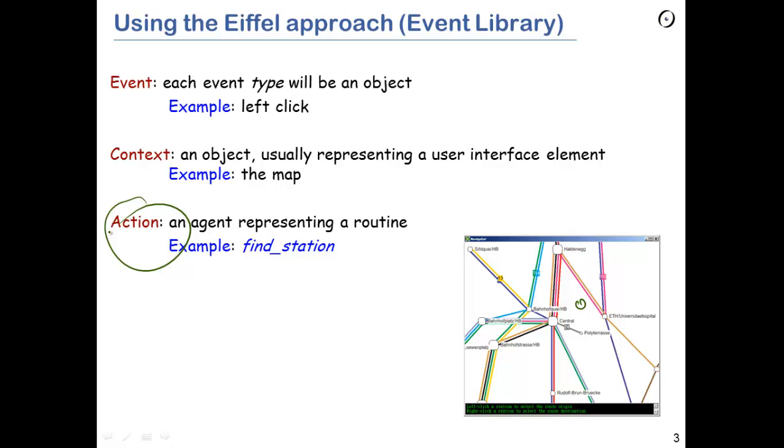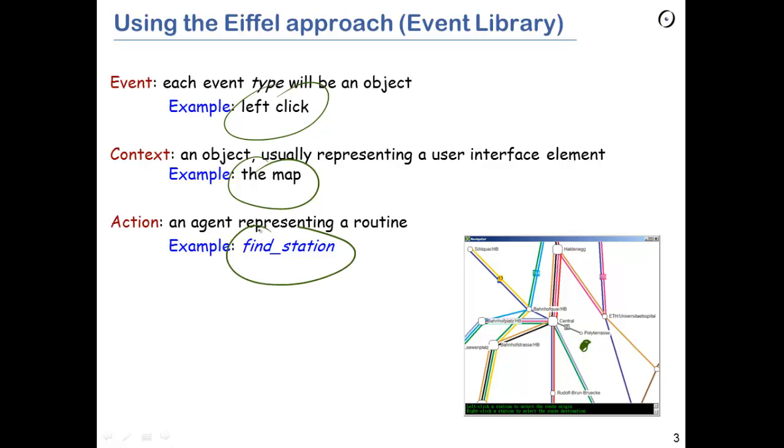For example, in our running example, we might want that every time the user clicks on the map, so click is an event of the event type left click, the map is the context. Every time such an event occurs in the context, we might want to specify that the routine find station from our model, from our domain model or business model in the MVC sense, be executed. Each time the user left clicks, event type, on the map, context, we want to execute the routine find station, which is an action. So this is how we're going to work.